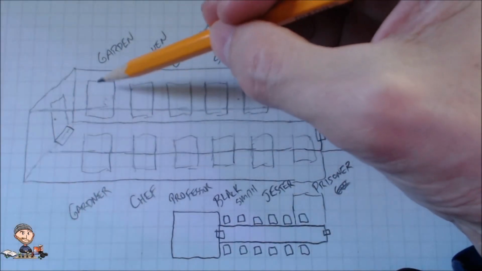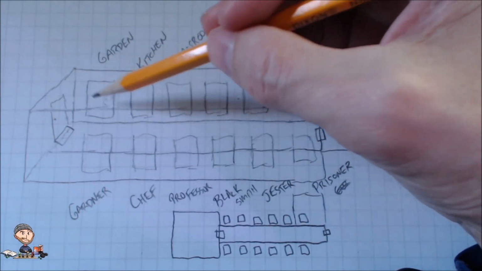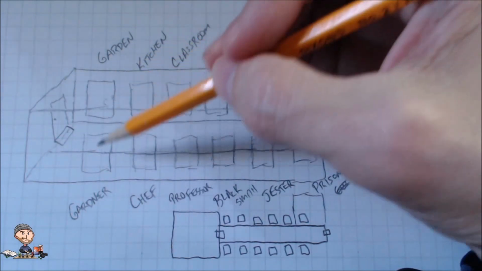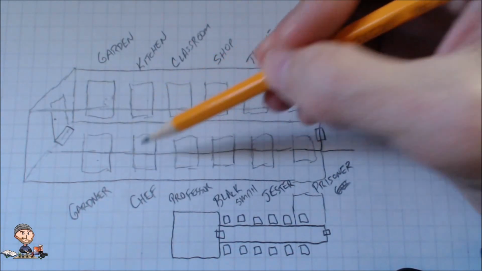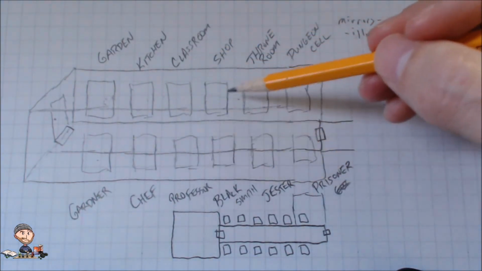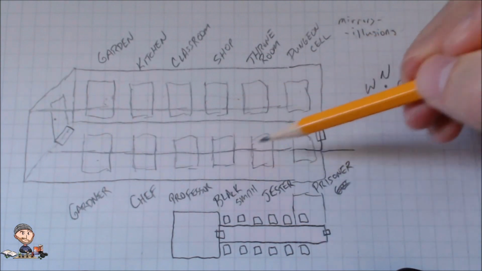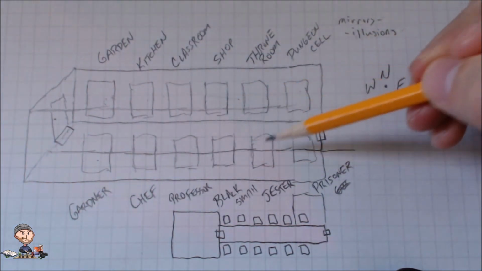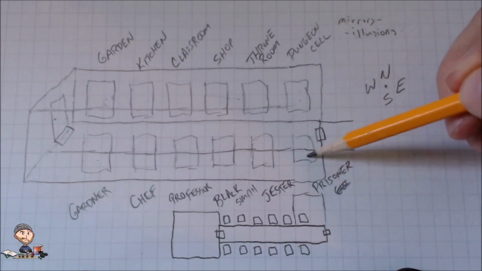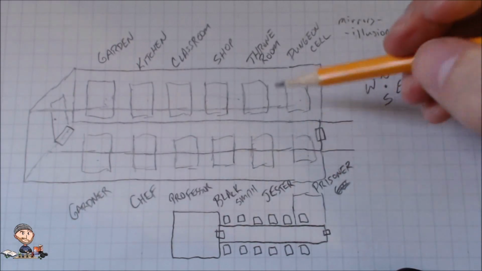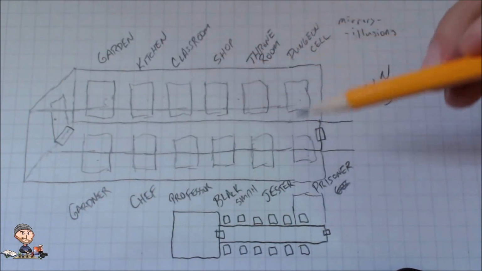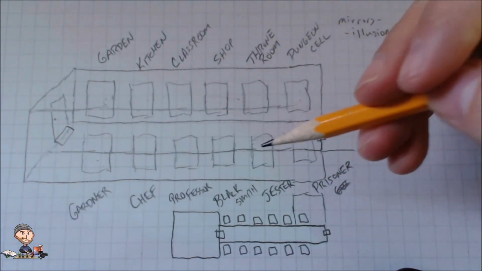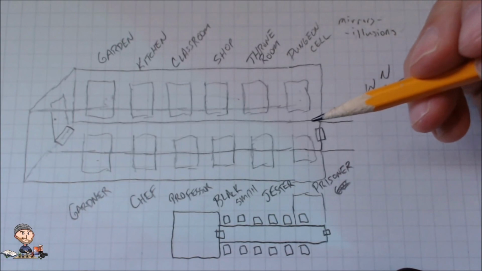So in the first mirrored illusion, the characters will see a garden, and over here there's going to be a gardener. On this side, a kitchen, this side, a chef, a classroom, a professor, a shop, a blacksmith, a throne room, a jester, and a dungeon cell with a prisoner on this side. Now keep in mind, all of this is just a huge red herring to lure the characters into our trap.